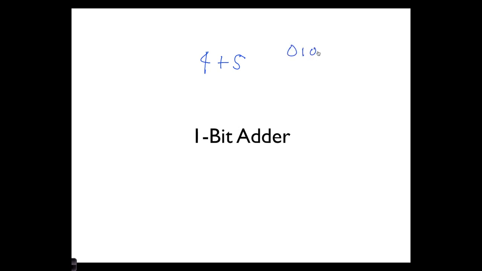0100. And if we're adding that to 5, which is 0101, right? Well, you do that one bit at a time, just like you would in decimal arithmetic, one digit at a time.